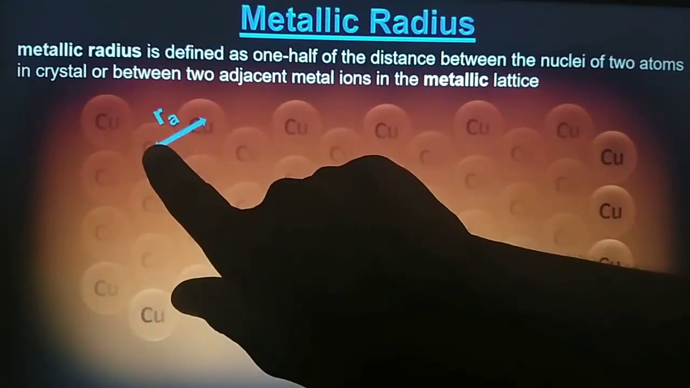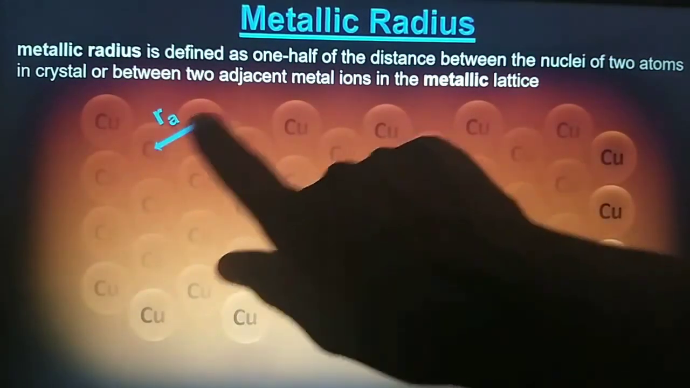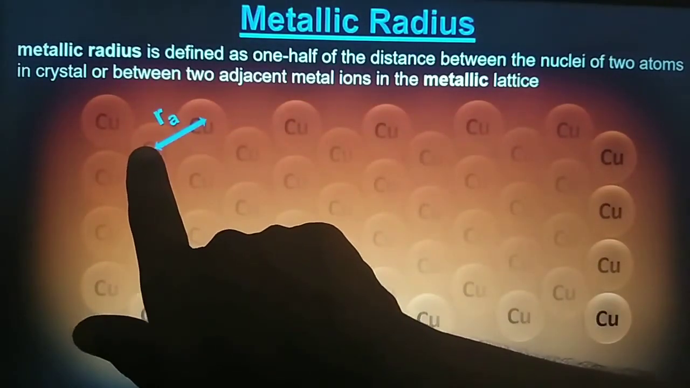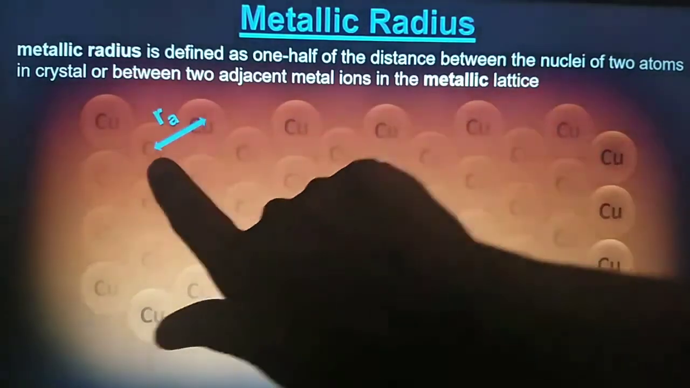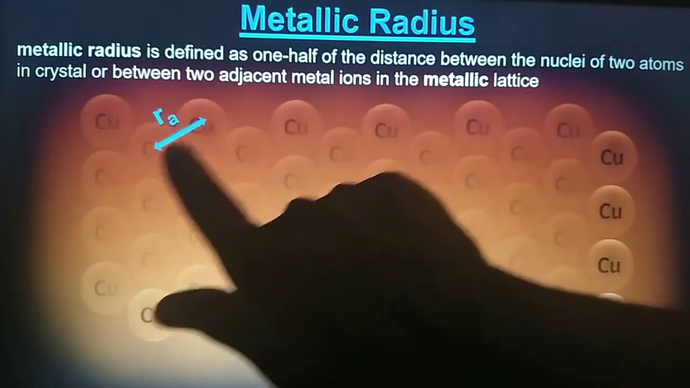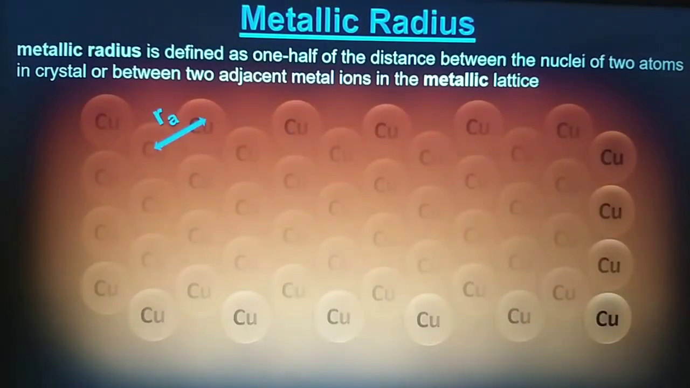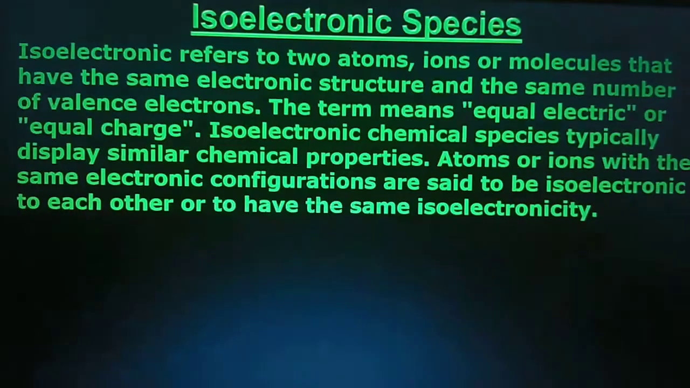For example, this one is one of the atoms, then another atom, and the distance between the nuclei, the tip of this arrow represents the nucleus, and this tip also represents the nucleus. So this arrow represents the distance between the two nuclei, and half of this distance will be called the metallic radius for copper, right? In this case the distance is 256 picometer, and when you halve that distance you get 128 picometer, which is the atomic radius of copper. We can call it the metallic radius of copper, right?